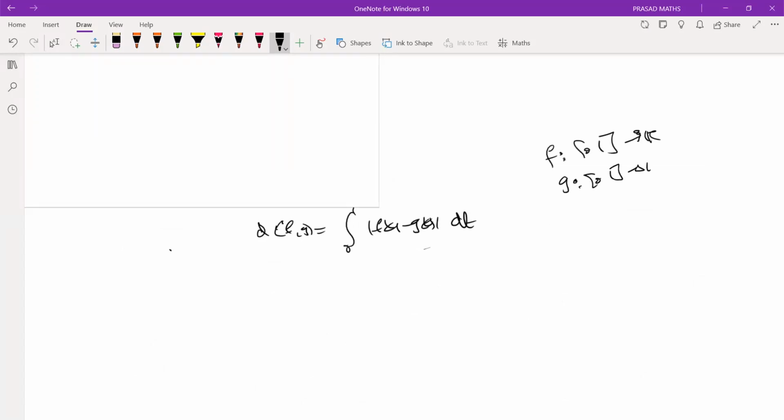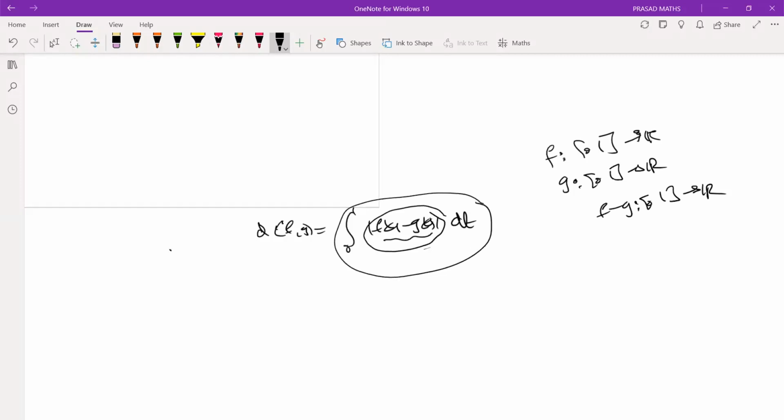So f minus g is always a continuous function. Any continuous function is Riemann integrable. The modulus of a Riemann integrable function is always Riemann integrable. So this integral is a real number. In fact, this is non-negative, because the mod is non-negative and the integral is non-negative. Therefore, it is a non-negative real number. Is the first step clear?